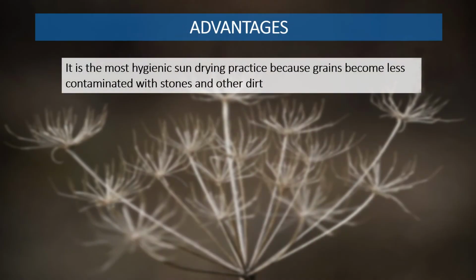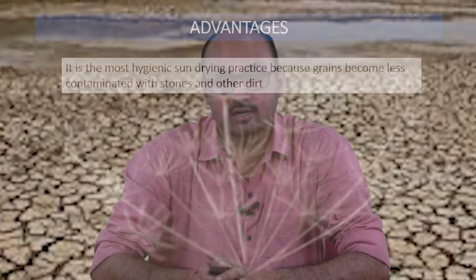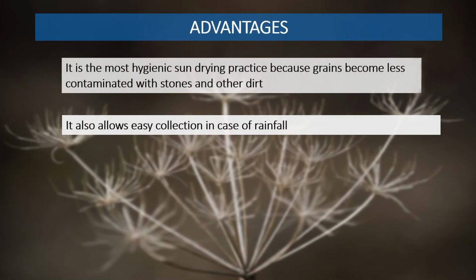The advantages are, it is the most hygienic sun drying practice because grains become less contaminated with stones and other dirt. We will see in the next section, in pavement drying, where we use a pavement to dry the food products, stones and dirt generally contaminate your products. But this mat drying technology is the most hygienic. It also allows easy collection in the case of rainfall. Suppose we are drying our crop on the mats, we can easily fold the mat when rainfall is there.